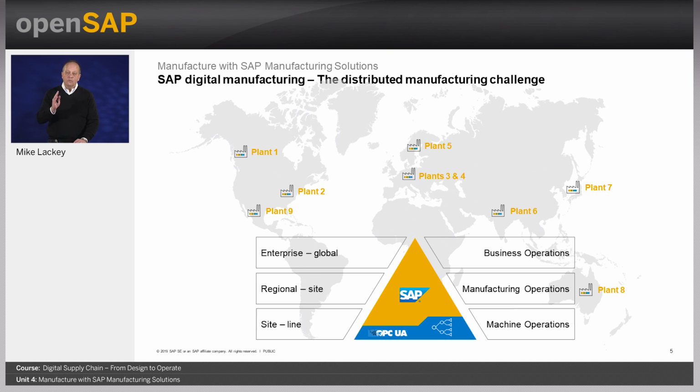This is how we at SAP are helping our customers eliminate these silos and create a global operations that can be managed both centrally and at the regional level and at the plant level. Business operations tied to manufacturing operations, tied into the machines or the automations. That is how we're driving change.